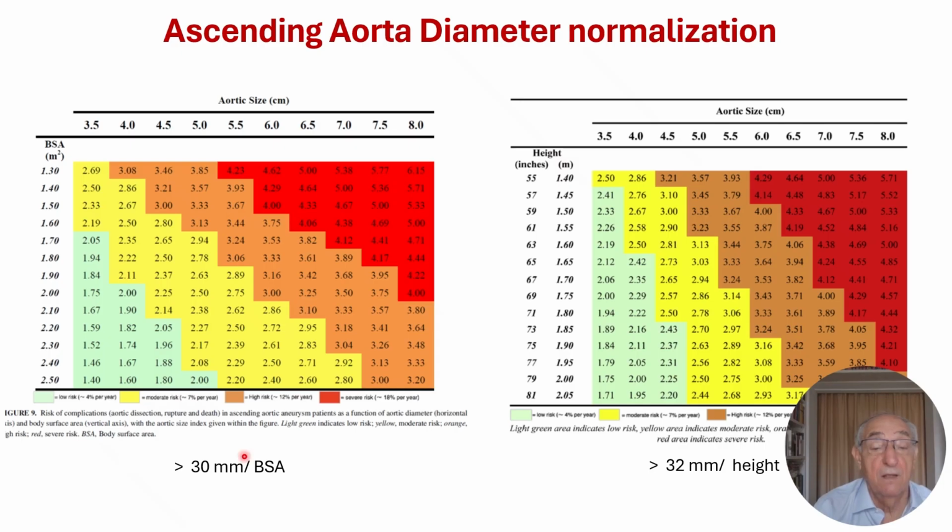We could state that, as we can observe here in this extensive series from Yale, for more than 30 millimeters by body surface area, we already increase the risk, and it is a value to consider for indicating surgery. And I prefer indexing by height because it doesn't account for the patient's overweight or obese status, and so on.